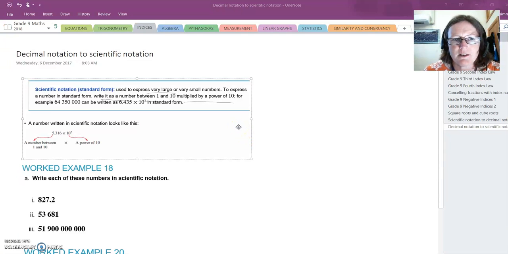Okay, let's remember that scientific notation or standard form is a way that we write very large or very small numbers. So we'll go over it again.